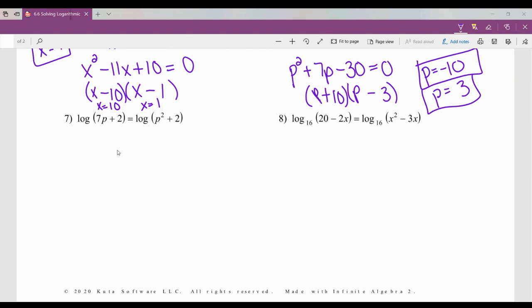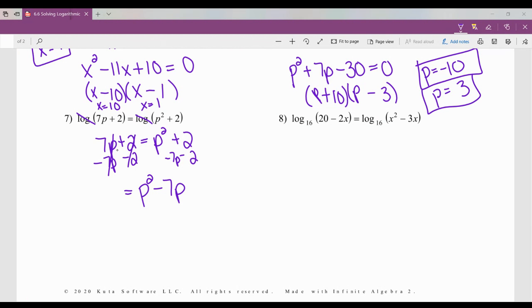So we've got log base 10. Remember, if you don't see that base, it's 10. And 7p plus 2 equals log base 10 of p squared plus 2. So we're going to cancel the one log and the one log from each side and say 7p plus 2 equals p squared plus 2. All right, so now it's quadratic. So what we want to do is bring all the variables and things to one side. So I'm going to minus 7p and bring it over here. So we get p squared minus 7p plus 2, and the minus 2 is going to equal 0.